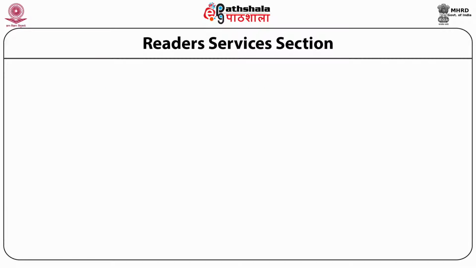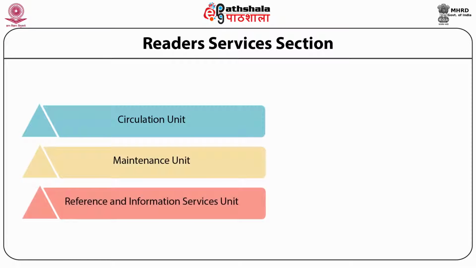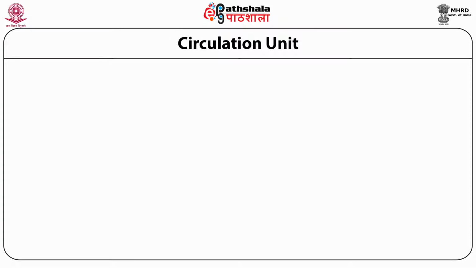Reader Services section. Three units or sections perform basic services in all the libraries: circulation unit, maintenance unit, and reference and information services units. Function of circulation section is to register new members, give books to the registered members of the library for home use.